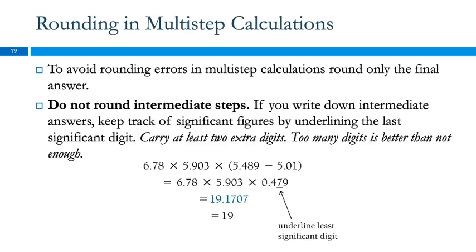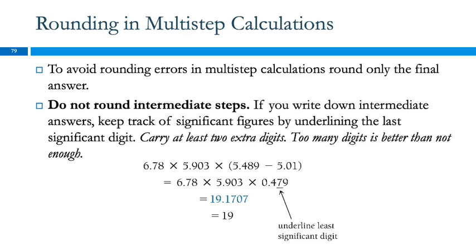So we kind of hinted at this earlier. To avoid rounding errors in multi-step calculations, round only the final answer. Do not round intermediate steps. You can introduce error doing that.